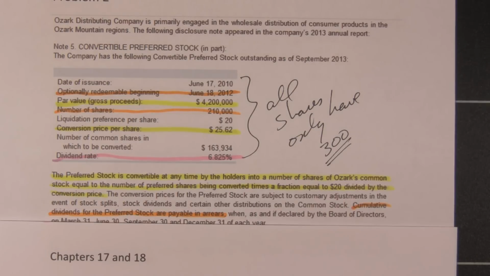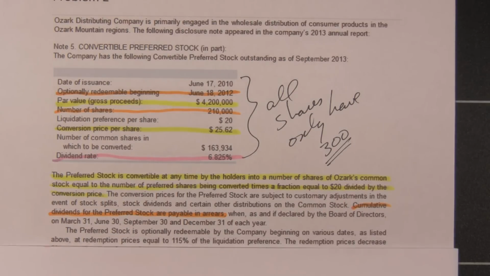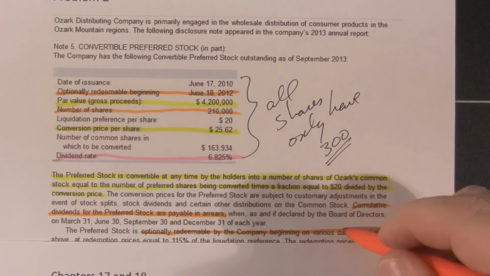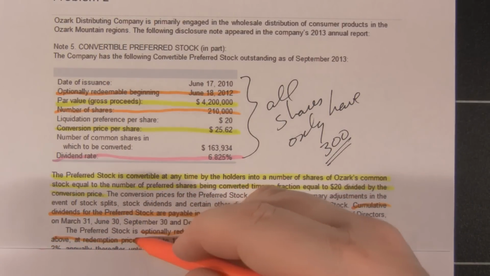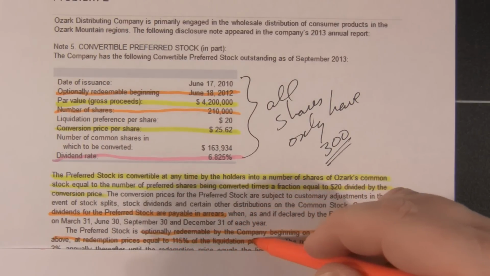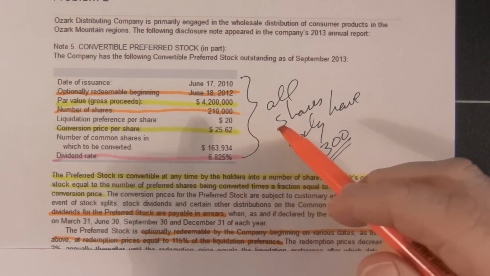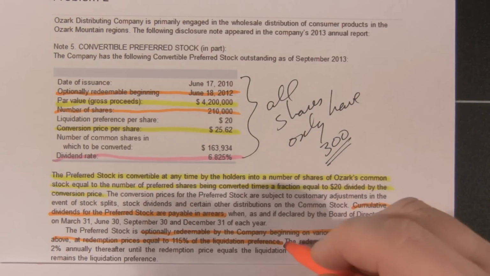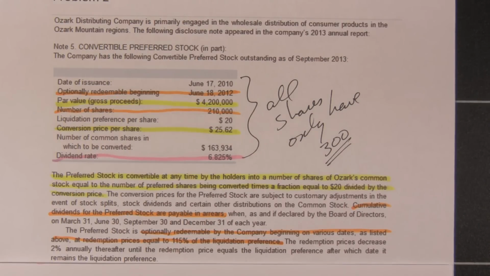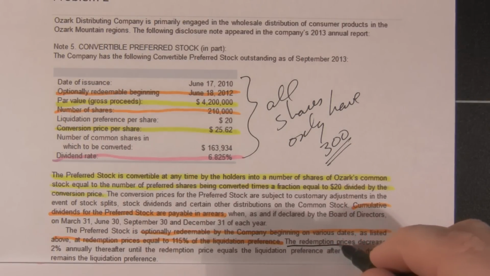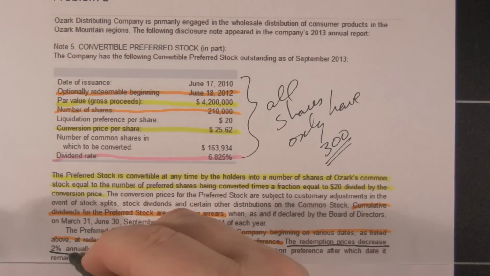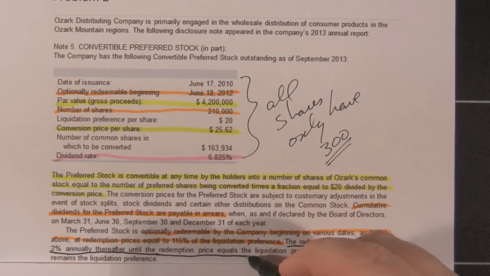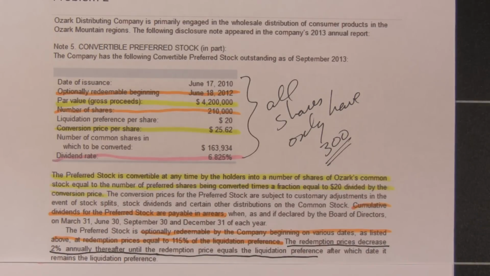And then it says preferred stock is redeemable by the company beginning on various dates as listed above. Redemption price is equal to 115% of the liquidation preference. Liquidation preference is just basically the liquidation cost per share. And the redemption price, and I need you to see that piece because that's important, decreases 2% annually thereafter until the redemption price equals the liquidation price of 20 bucks.